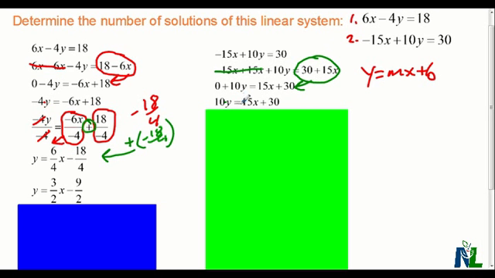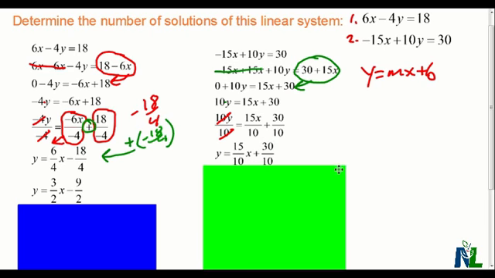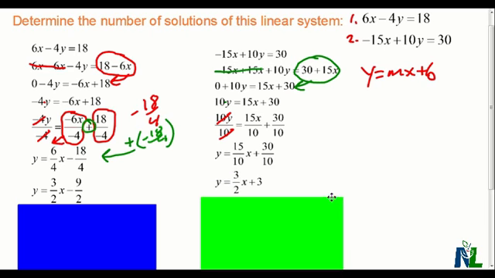10y means 10 times y. So to get the y by itself, I've got to divide the left-hand side by 10. But because I divide the left-hand side by 10, I must divide both pieces on the right-hand side by 10 as well. 10 divided by 10 is 1, so I'm going to have 1 times y on the left, which is just going to be y. And on the right, I'm going to have 15 over 10x plus 30 over 10. Now the 15 over 10 and the 30 over 10 can reduce. 5 goes into 15 3 times, and 5 goes into 10 twice. And 30 divided by 10 is 3. So I end up with y equals 3 over 2x plus 3. Now the second equation is in y equals mx plus b form.